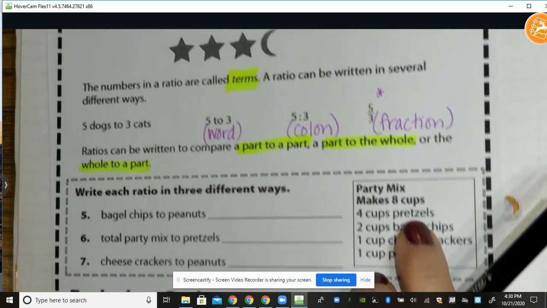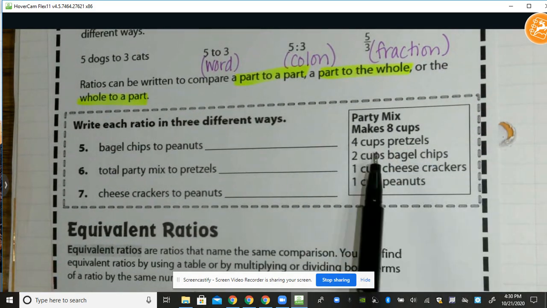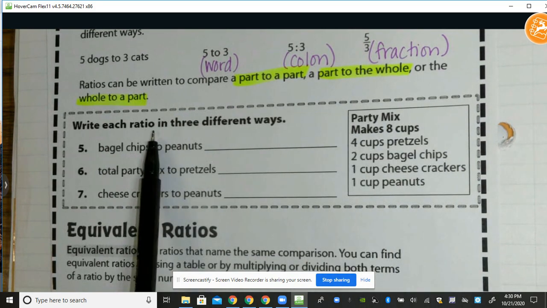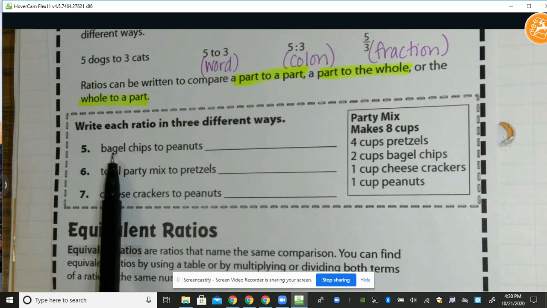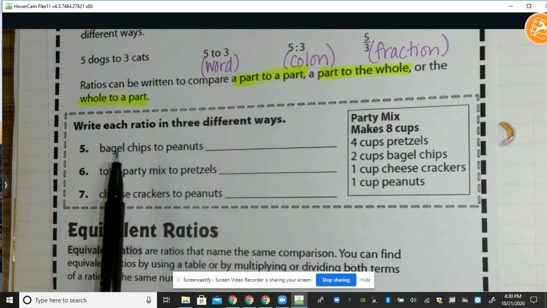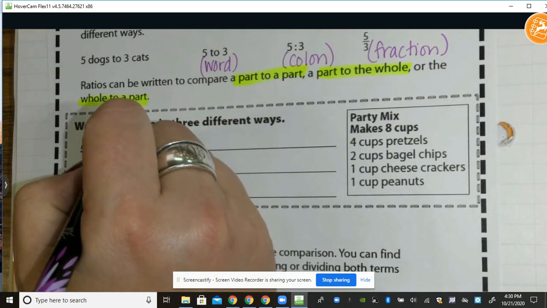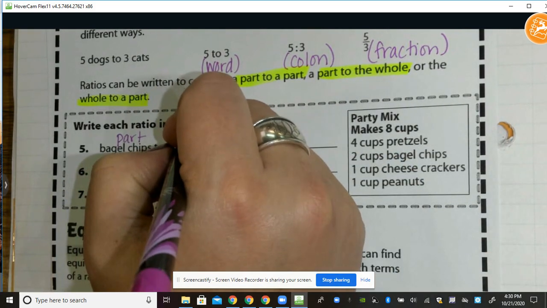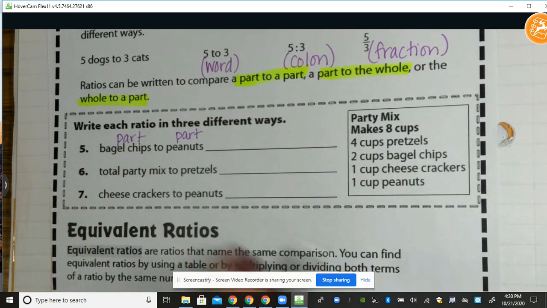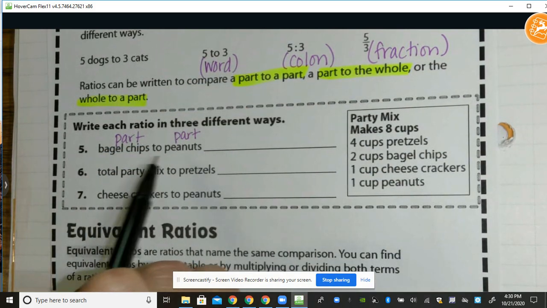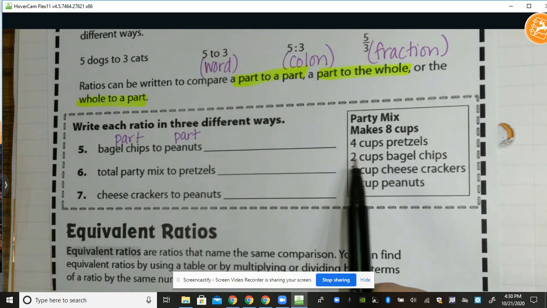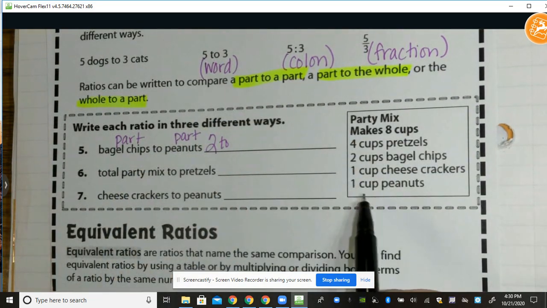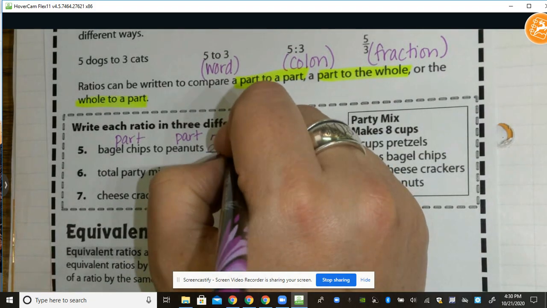So let's look down here. We have a party mix, okay? So basically, guys, this is a recipe to make some party mix. We're going to write it 3 different ways. Well, here we're comparing bagel chips to peanuts. So bagel chips is part of the recipe, and peanuts are part of the recipe. So we're comparing part to part. So bagel chips, I'm going to look over here. Well, that's 2. So 2 peanuts. Look over here. Oh, 1. So it's a 2 to 1 ratio.